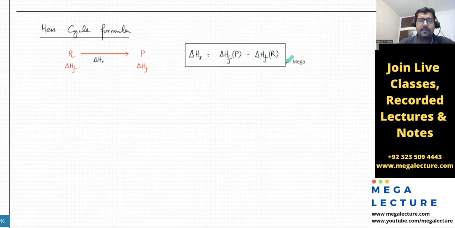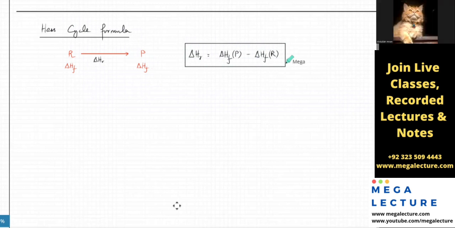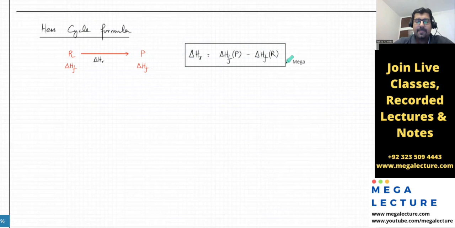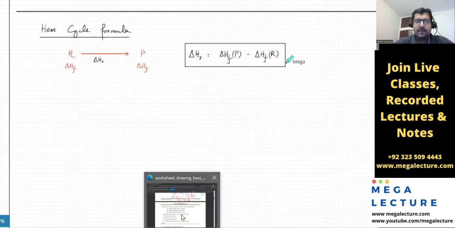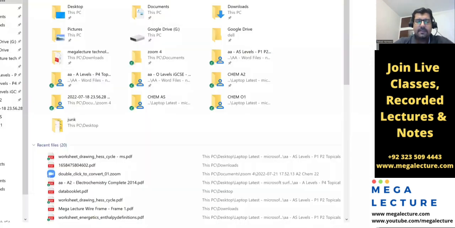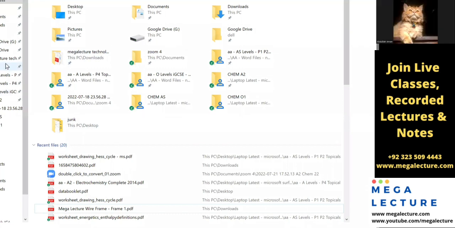That's the simple formula. And I'm going to do some questions on this, just to show you. I'm going to draw the Hess cycle and then I'm going to use the formula. And I'm going to explain how the formula works. So let's try and open the other worksheet now.